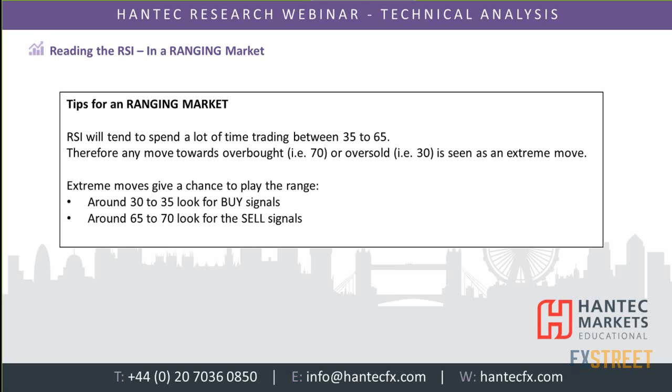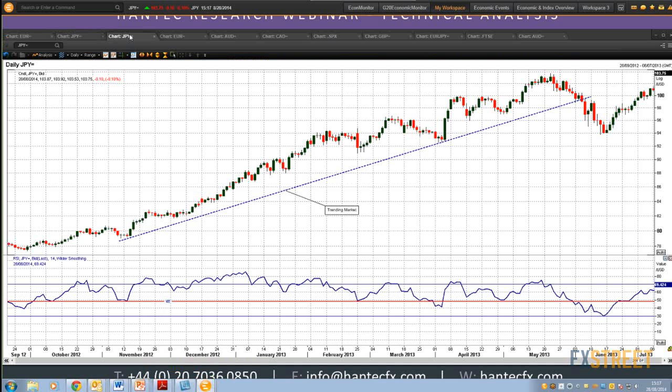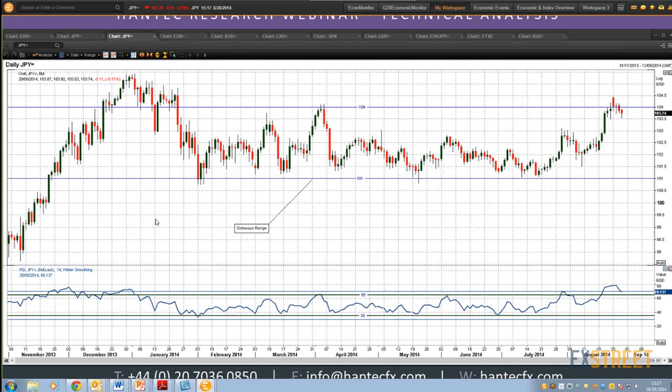So show that in practice. Again, dollar yen over the last 6 months, 8 months of this year, you've had a sideways trading market. Dollar yen's gone nowhere. And what can you see? You can see the RSI just moving nice and serenely between overbought and oversold. You could argue between 35 and 65. Every time you get towards maybe 35, 40, you're starting to think about your long positions. And then every time you get back towards 65 to 70, your short positions.